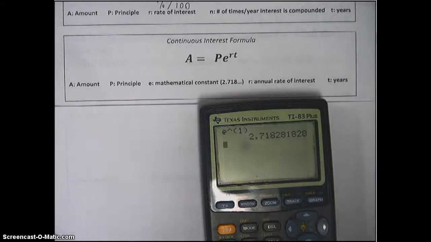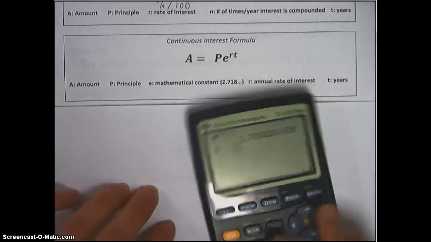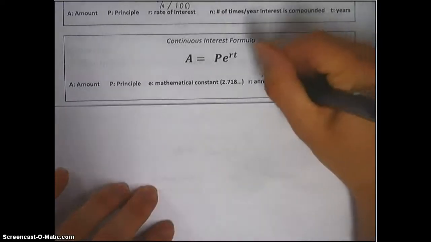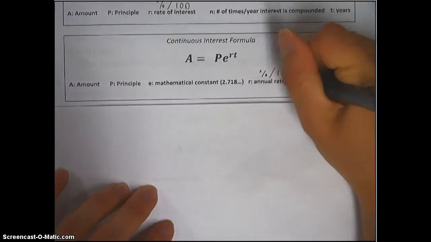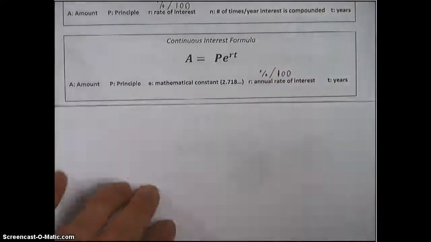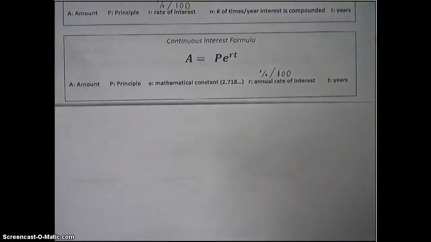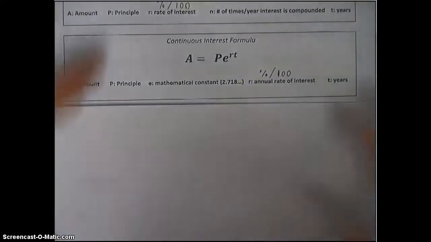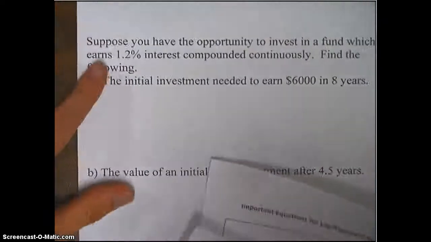And again, one side note, that annual rate of interest, you're still going to want to take that percent and divide it by 100. That r should always be a decimal. Don't write the percentage form of it. So let's talk about a few of these.